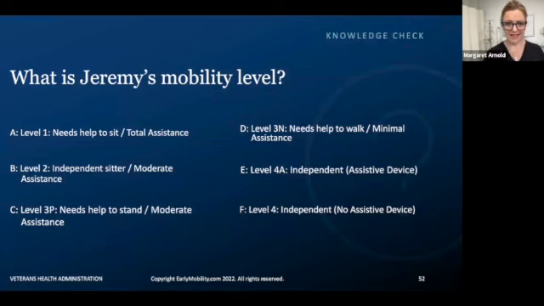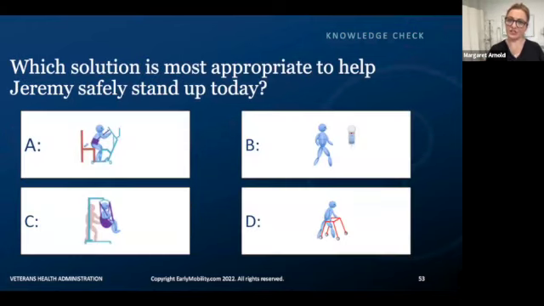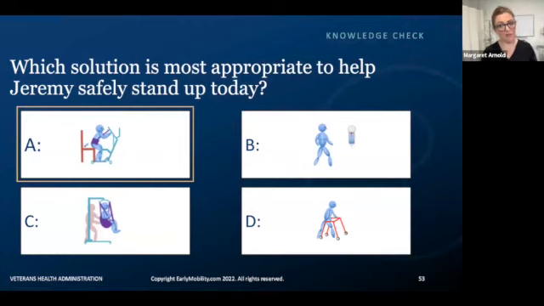Hopefully you answered level 3P. He needs help to stand, or moderate assistance, because he was unable to achieve full standing. Which solution is most appropriate to help Jeremy safely stand up today? The answer is A. He needs a powered stand aid. The fact that he failed the test does not mean he cannot or should not stand or walk. His goal is to stand and transfer. You need a powered device to stand him up.